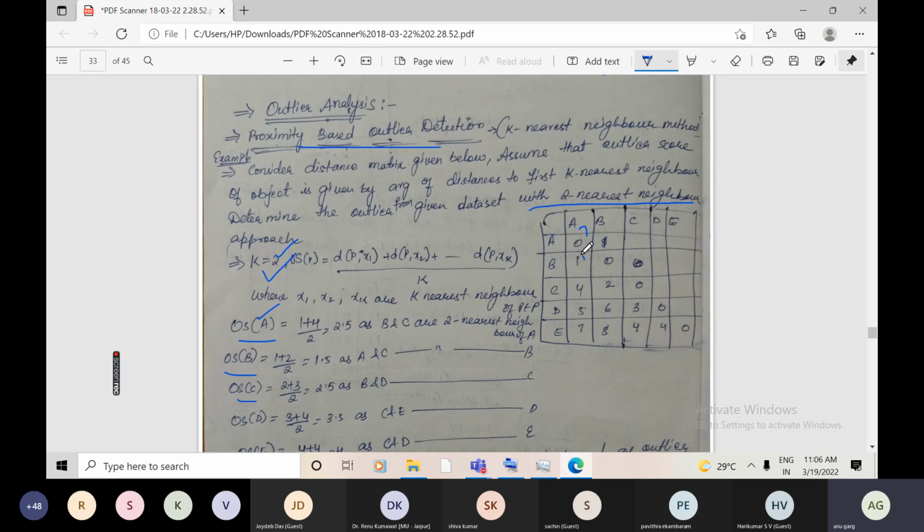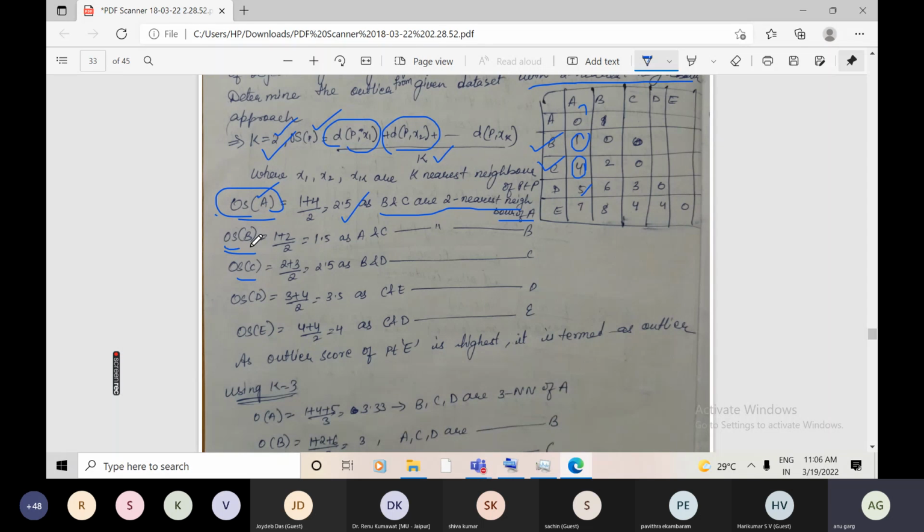Now from A to B the distance is 1, A to C the distance is 4, A to D the distance is 5. Out of these, which are the two lesser values? B and C. That means B and C are the two nearest neighbors of A. Then the outlier score formula is distance of A to B plus distance of A to C, divided by the K value. So we got 2.5.